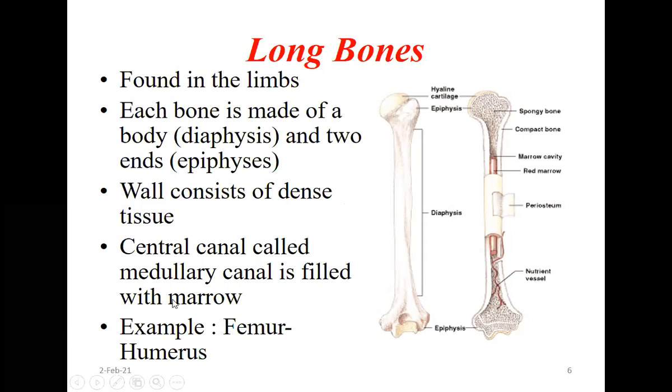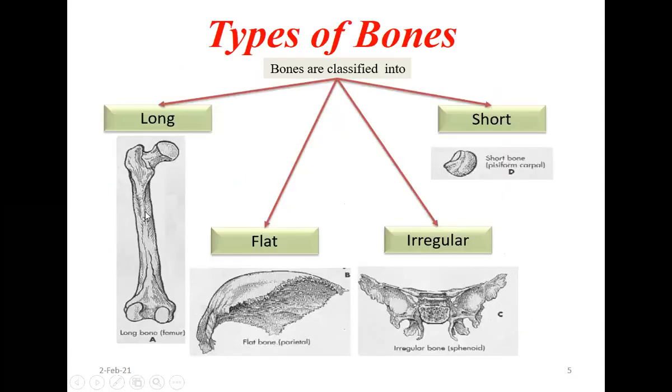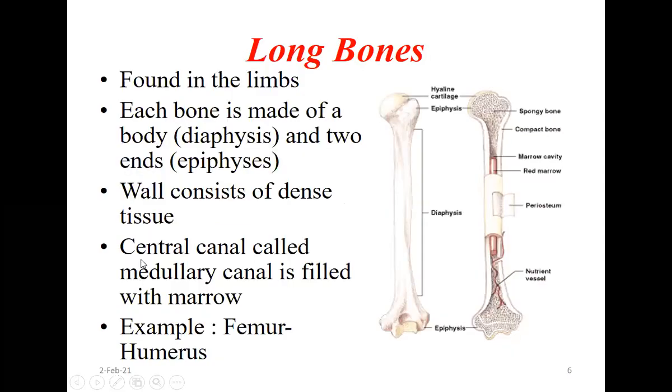The examples, as I said, this is the humerus here, and the femur, which we saw before. This is the femur. So these are two best examples. There are all other bones of the upper and lower limb, like the radius, the ulna, the tibia, fibula. All these are the long bones.